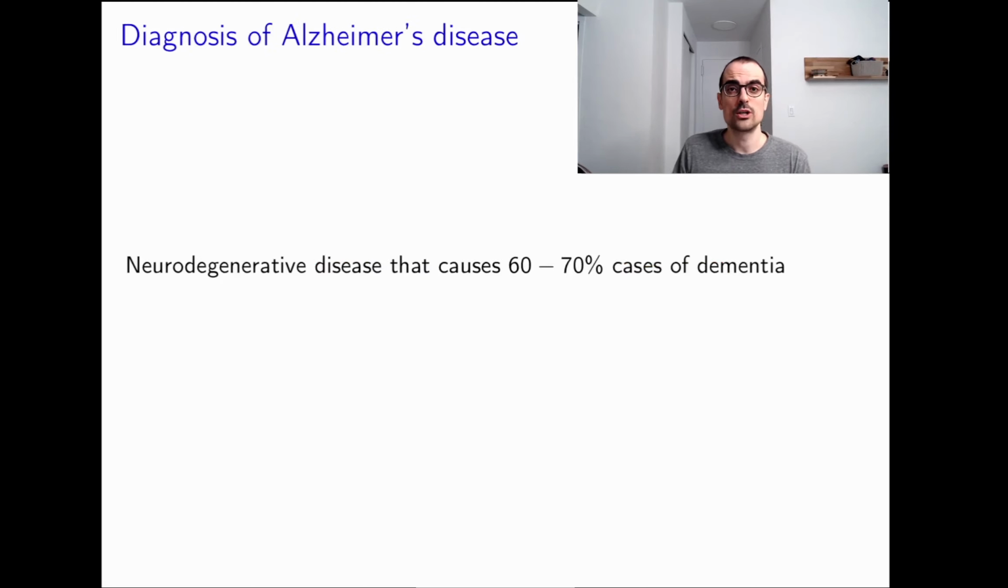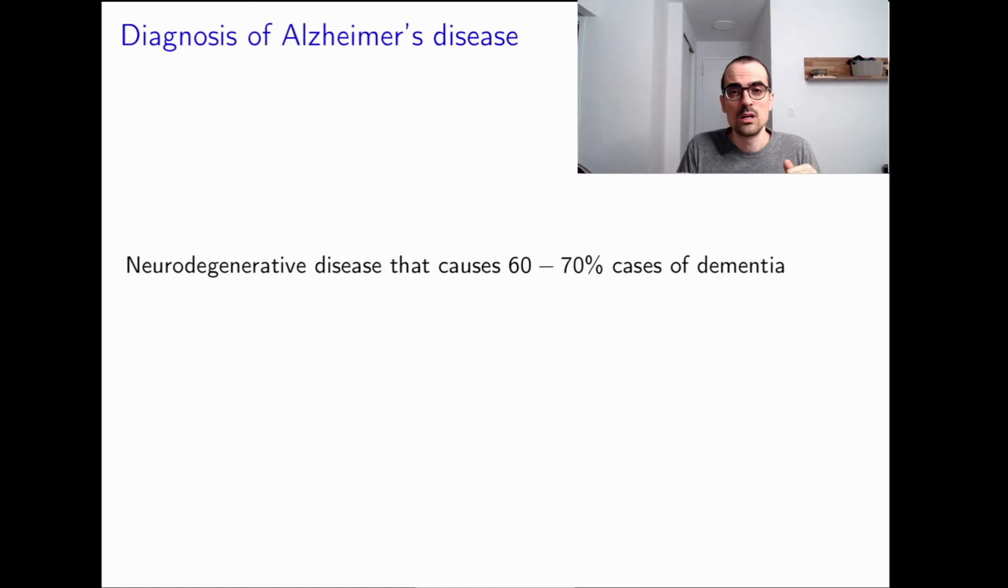Now we're going to apply exactly this idea, where we model our data using a Gaussian mixture model, and then we derive the conditional PMF of the discrete random variable in order to do classification in a medical application, in particular the diagnosis of Alzheimer's disease.